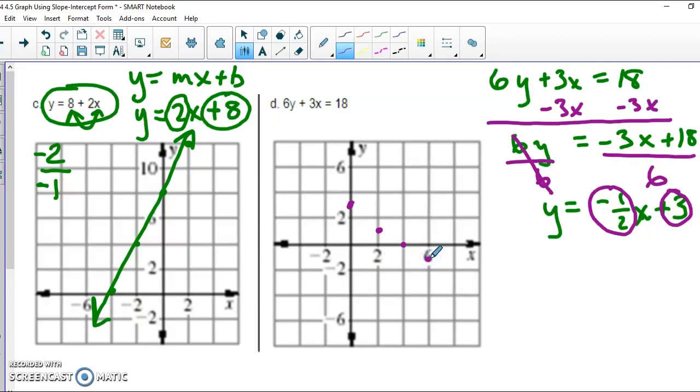But remember, I could also do a positive rise of 1 and a negative run of 2. So again, starting at my y-intercept, I could go up 1 and left 2, up 1 and left 2. And I know I'm doing good work when all of my points line up in a straight line. So since I've graphed an equation, I can draw my continuous line through those points and put arrows on the ends.